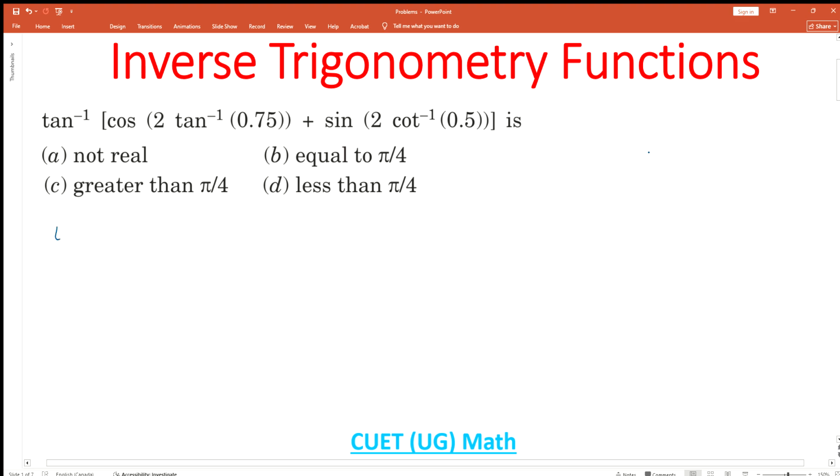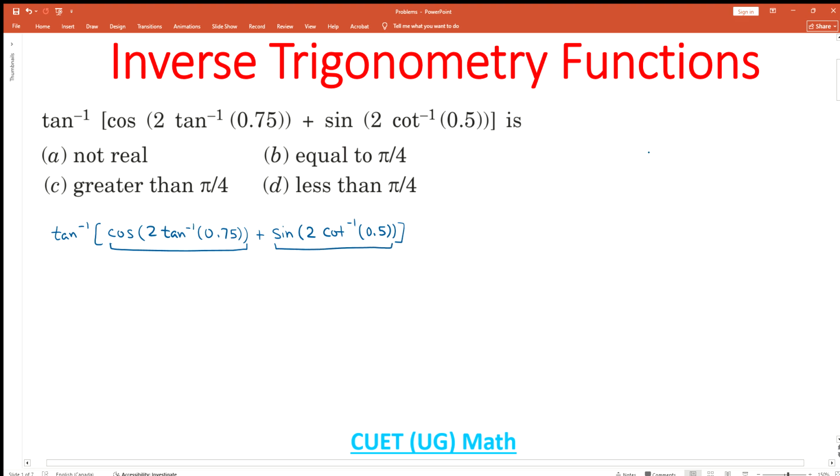Tan inverse of cosine 2 tan inverse 0.75 plus sine of 2 cotangent inverse 0.5. We have to find the value of this tan inverse term. For that, we need to find the values of these two terms in this tan inverse term.